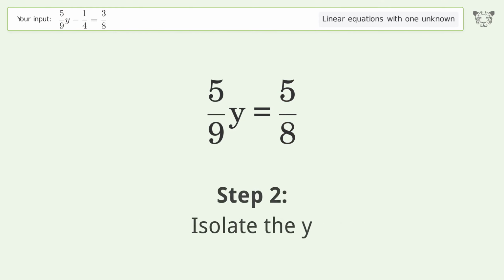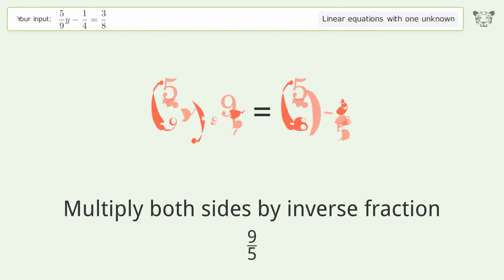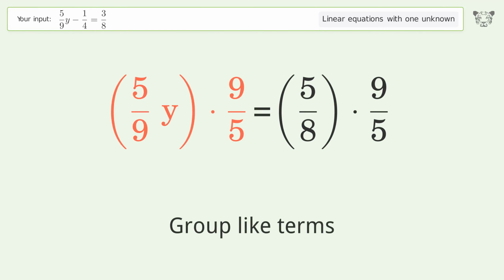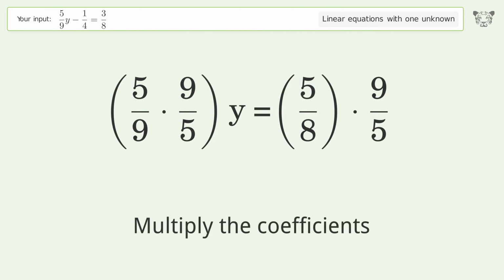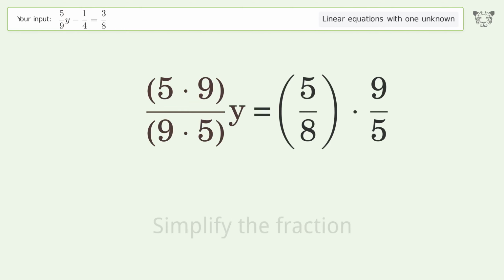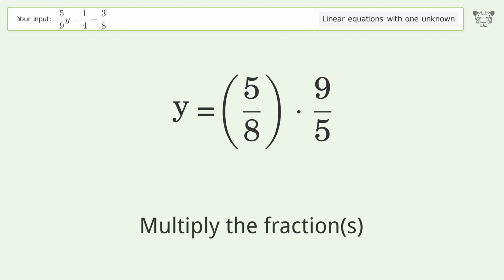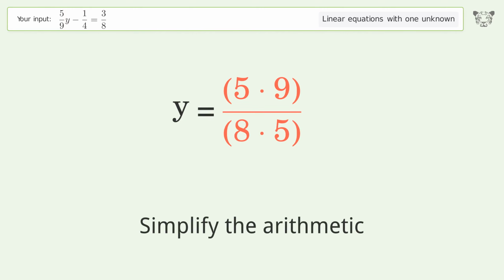Isolate the y. Multiply both sides by inverse fraction 9/5. Group like terms. Multiply the coefficients. Simplify the fraction. Multiply the fractions. Simplify the arithmetic.